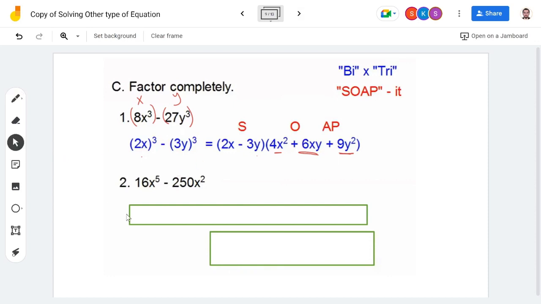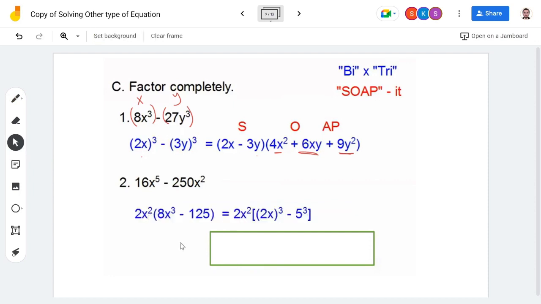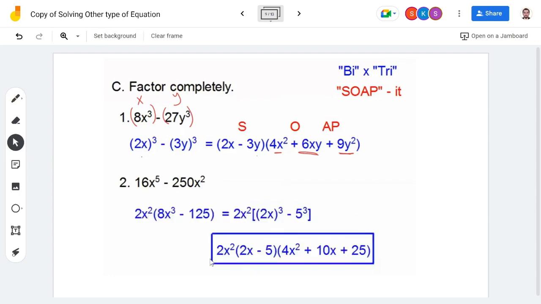Then the second equation here, we do the same thing with what we just simplified. First we take the common factor, which is 2x. So we have 8x and 125. Then you just simplify. That's an easy one. Any question? So let's stop here.